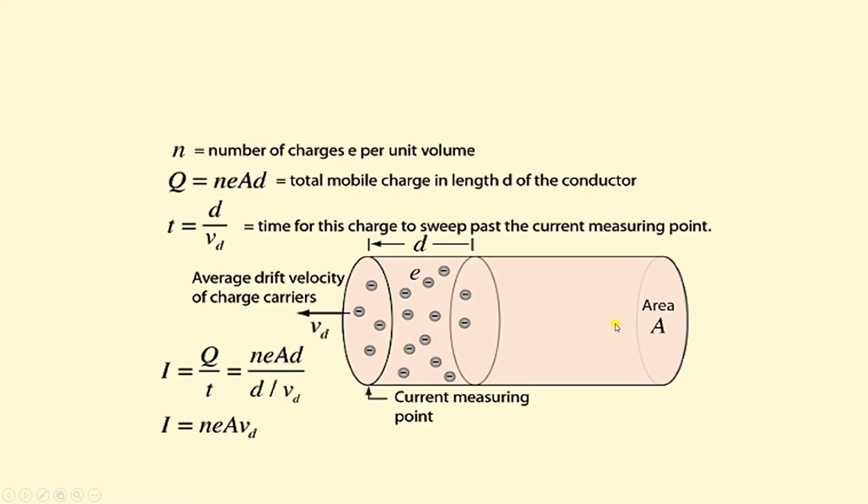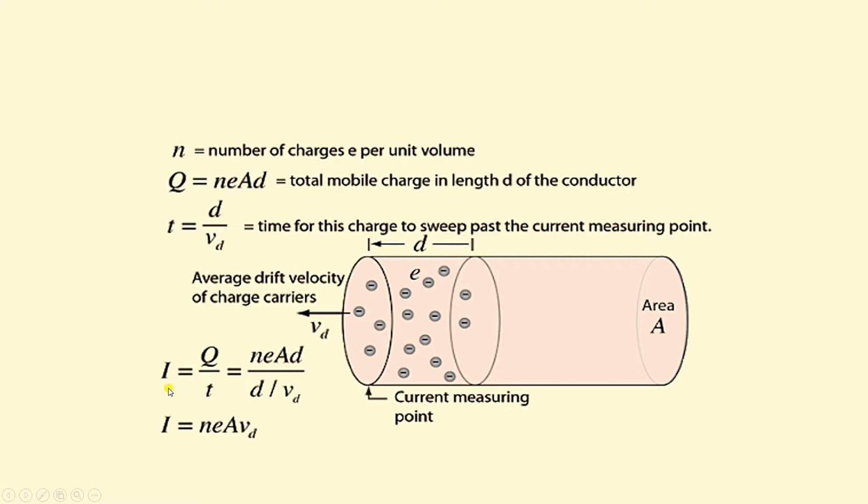We take a conductor having area of cross section A, and the total length is D, and n the number of charges per unit volume. Then the total charge on this conductor will be equal to nEAD, and the time for this charge to sweep out the given cross section from one end to the other is D upon Vd. Velocity is equal to distance upon time, so time will be equal to distance upon velocity.